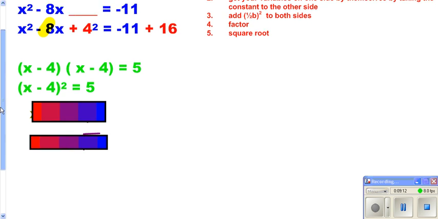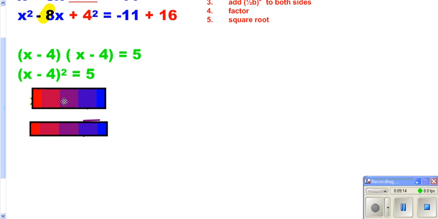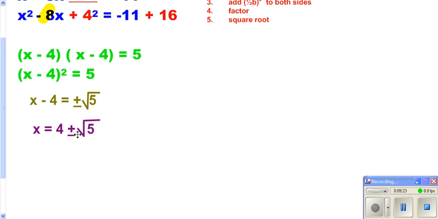Well, now you'd want to go ahead and try to solve it. So you're going to take your square root of both sides. Then you're going to have to go ahead and get x by itself by adding your 4. So you get 4 plus or minus the square root of 5.